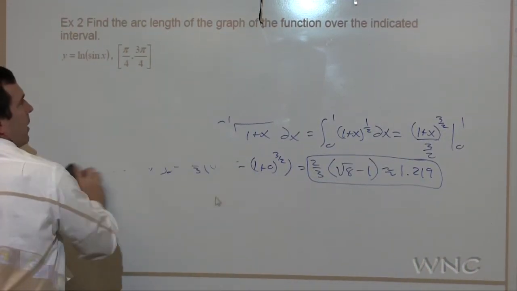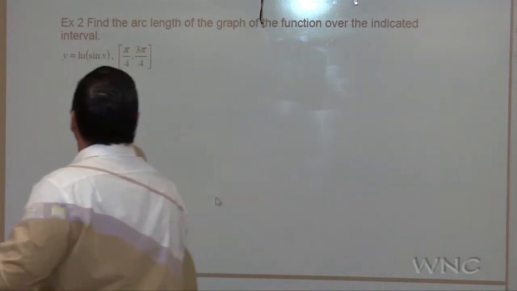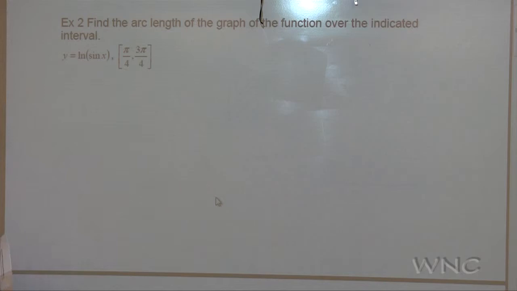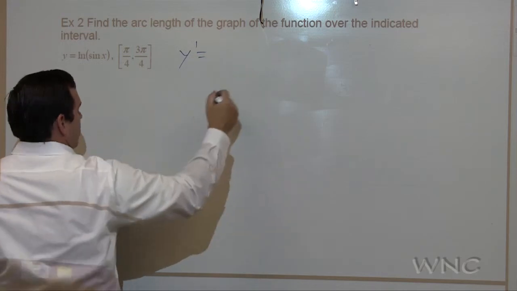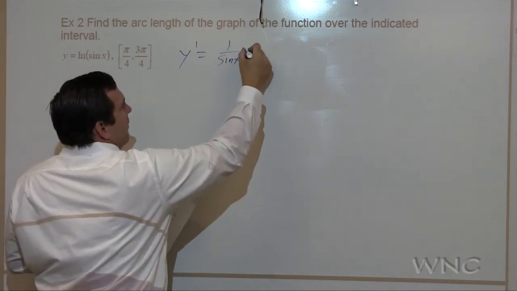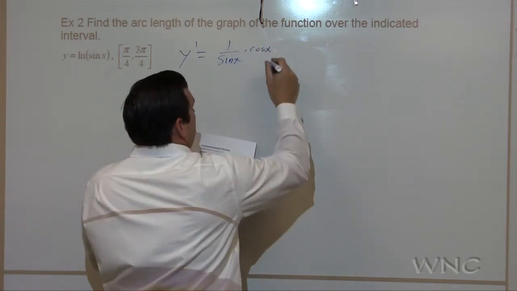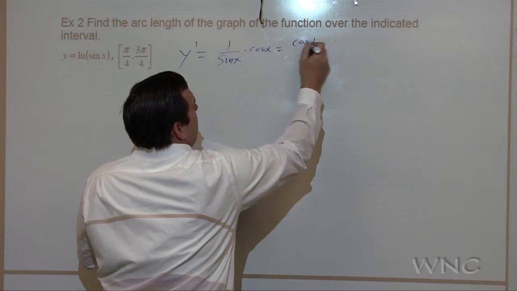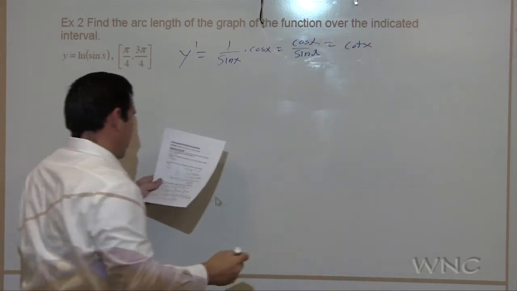Find the arc length of the graph of the function over the indicated interval. y equals natural log of sine of x from pi over 4 to 3 pi over 4. So y prime is going to be what? 1 over sine of x times the derivative of sine, which is cosine of x. That's cosine of x over sine x, which is cotangent x.